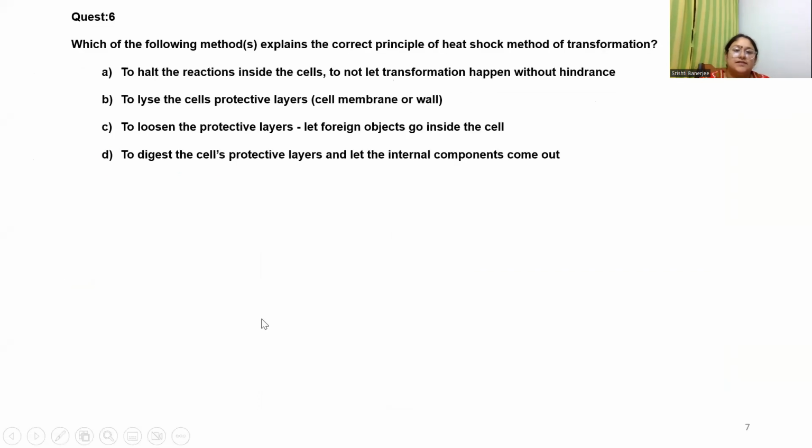Okay. The next question. Again, it is a question from transformation. Which of the following methods explains the correct principle of heat shock method of transformation? So you see the three questions that we discussed so far, each one involves one step. Initially, it was about the type of cells, like the vector or the plasmid. Now the calcium chloride method, and now we're coming to the heat shock. So just have a look at the question and maybe we can discuss.